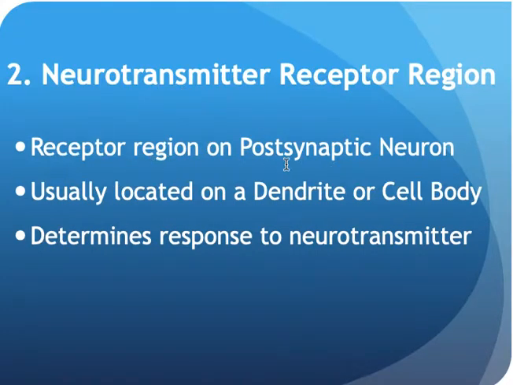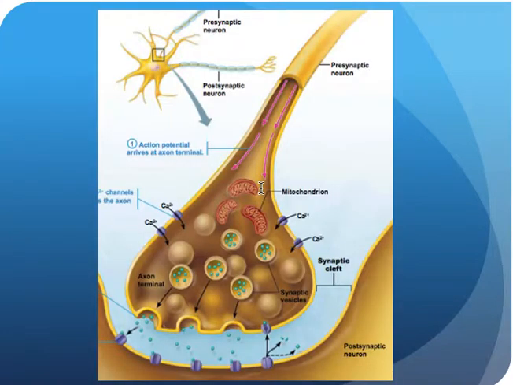Okay, so receptor region on the postsynaptic neuron, usually located on a dendrite or cell body, and again it's going to determine the response of the neurotransmitter. So this is one way that my body controls what's going on: it releases these neurotransmitters, but then it also has these little binding sites, these little receptors, that are going to bind specific neurotransmitters, and then they're going to know what to do based on what they're binding.